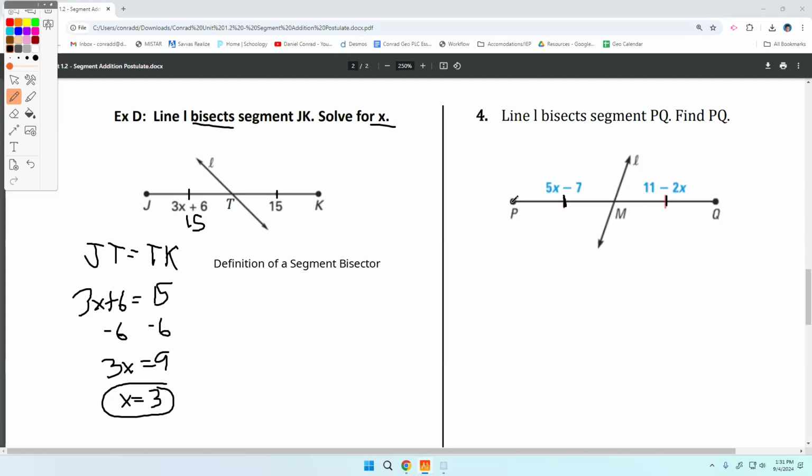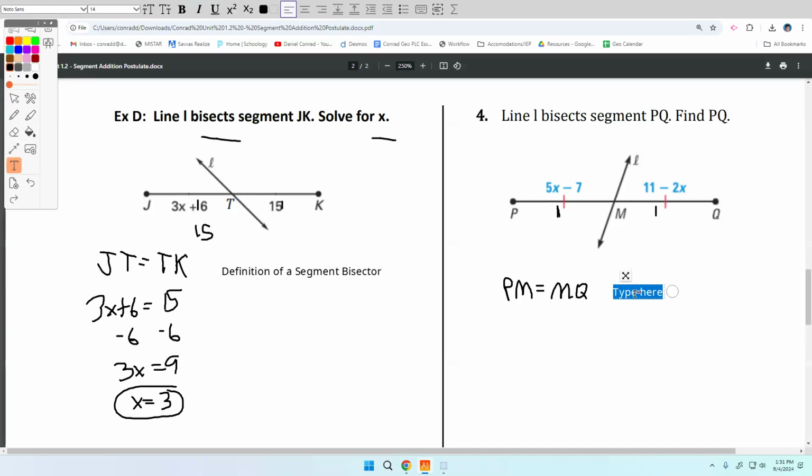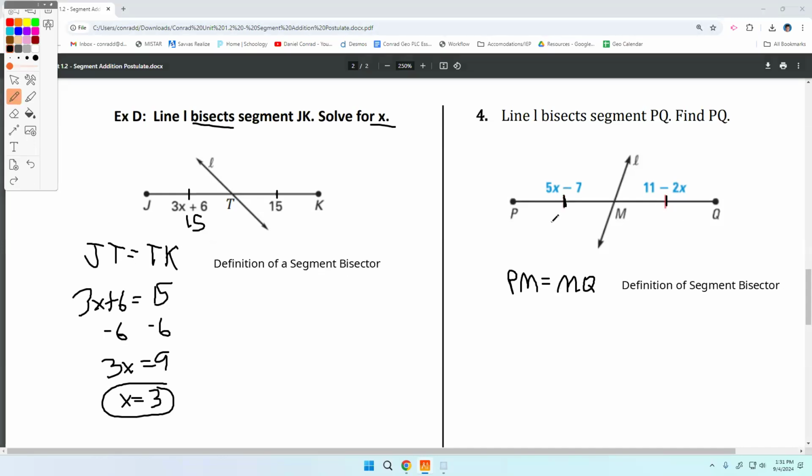Okay. So we can set up the equation. PM equals MQ. Okay, and the reason we have that equation, right, is the definition of a segment bisector. So definition of segment bisector. Right? Line L is splitting PQ into 2 even pieces. All right, now we can substitute in. So PM is 5x minus 7. MQ is 11 minus 2x.